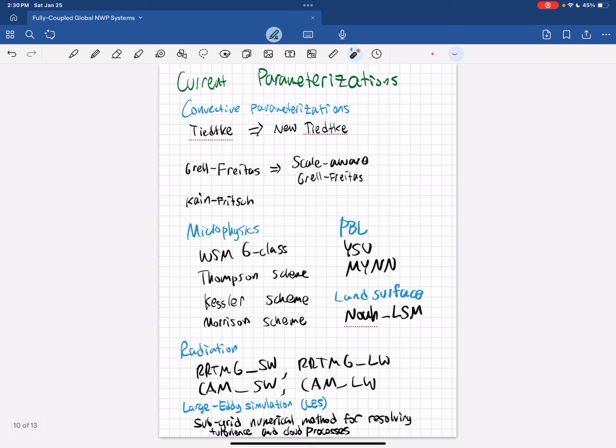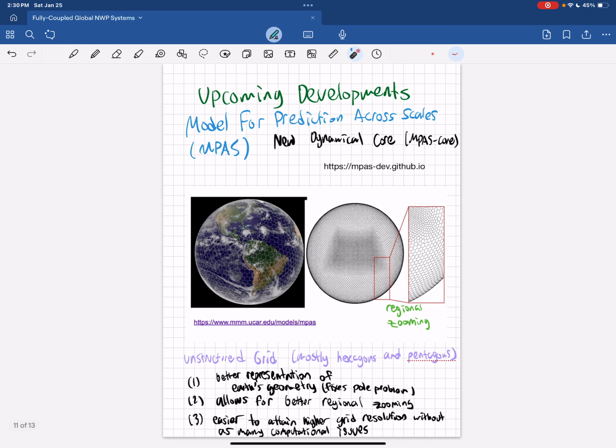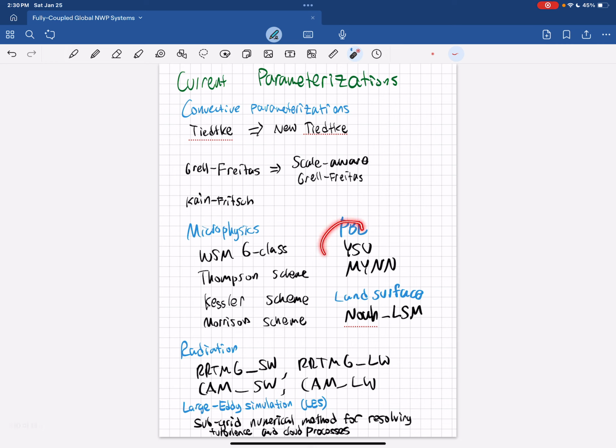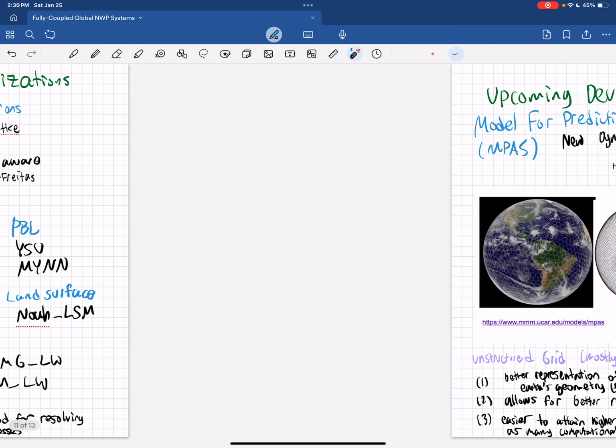But by allowing you to represent these subgrid scale things, to resolve the turbulence, it removes the need to do a lot of these PBL schemes. The main reason we even have PBL schemes is that the resolution needs to be much smaller to represent these turbulent eddies in the planetary boundary layer.